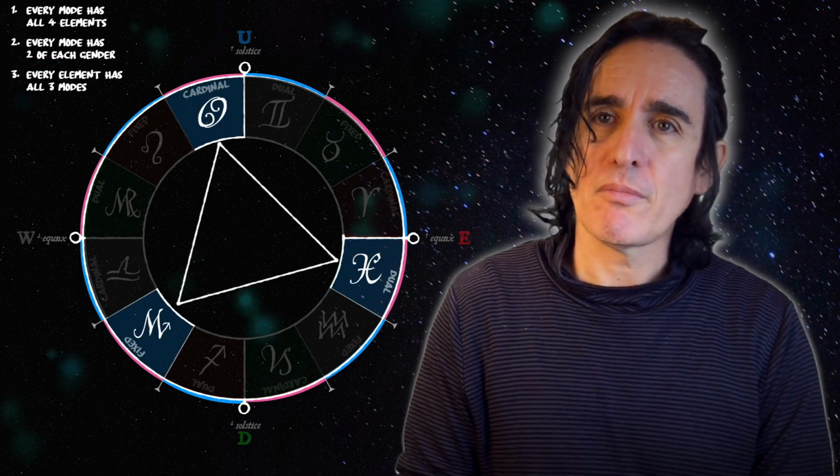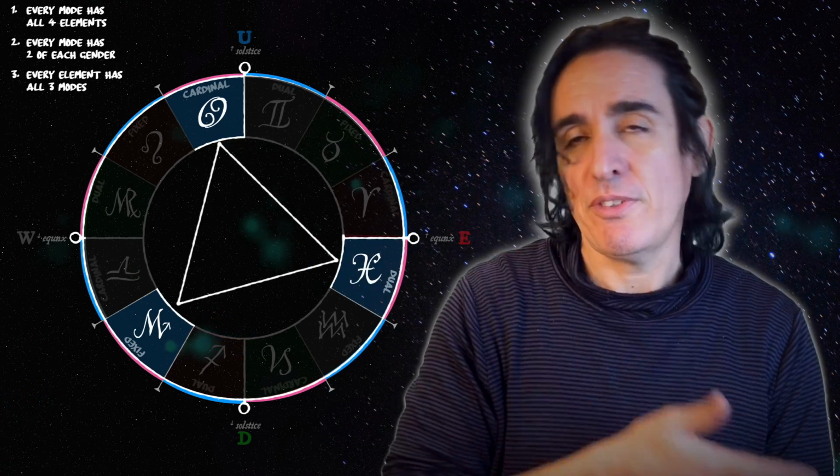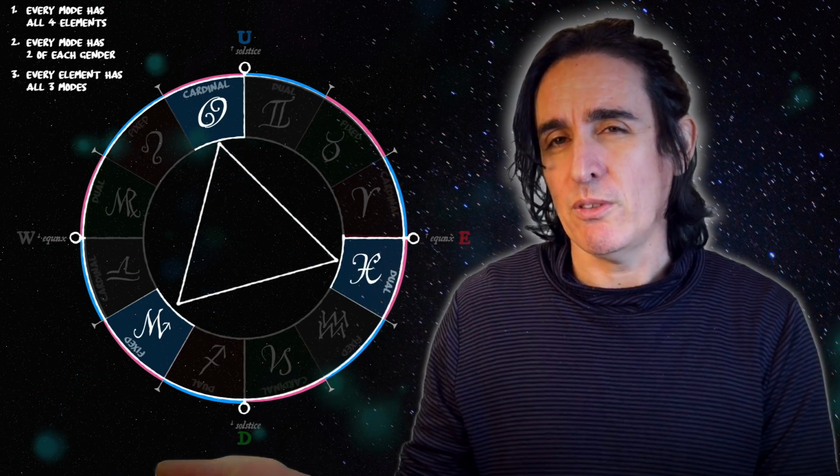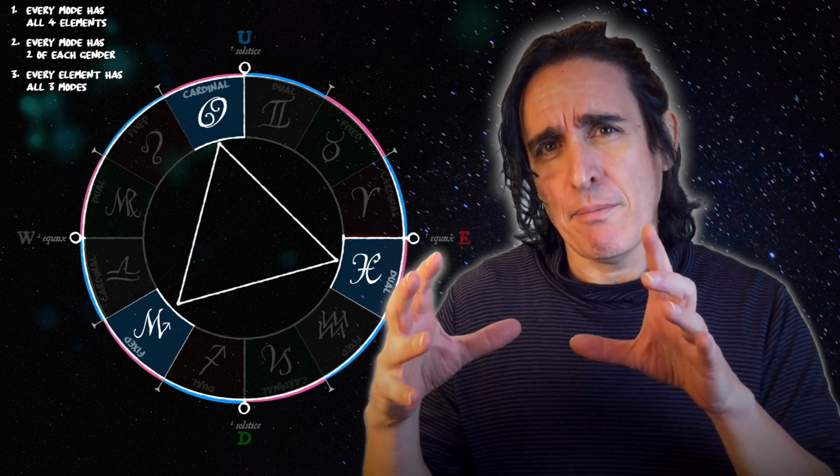And guess what? The water trine. Cardinal, Cancer, fixed, Scorpio, dual, Pisces. It's really perfectly balanced.